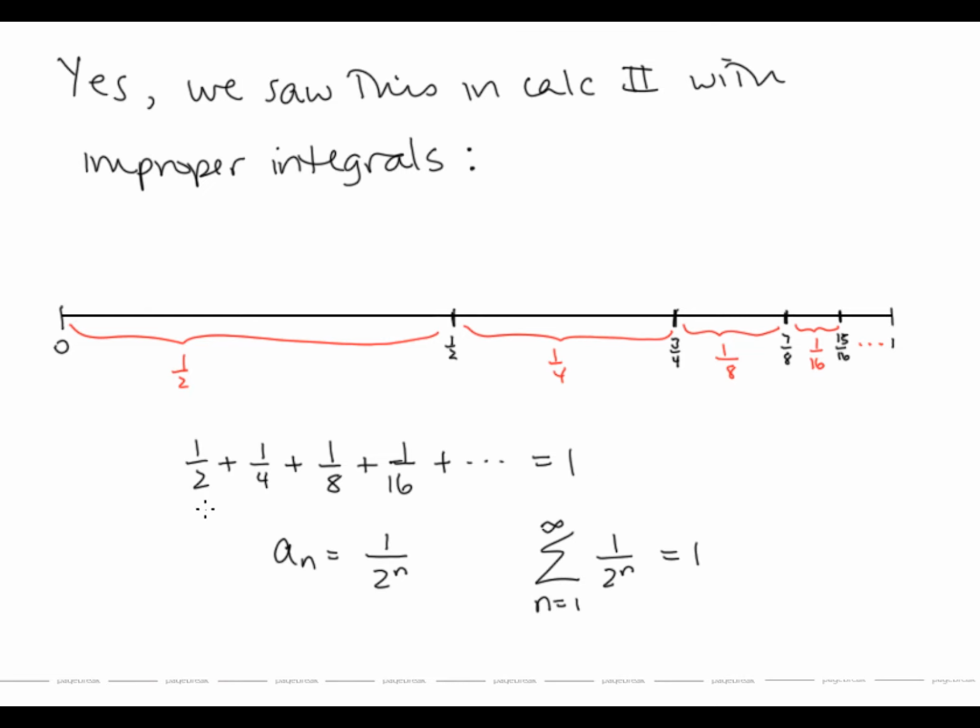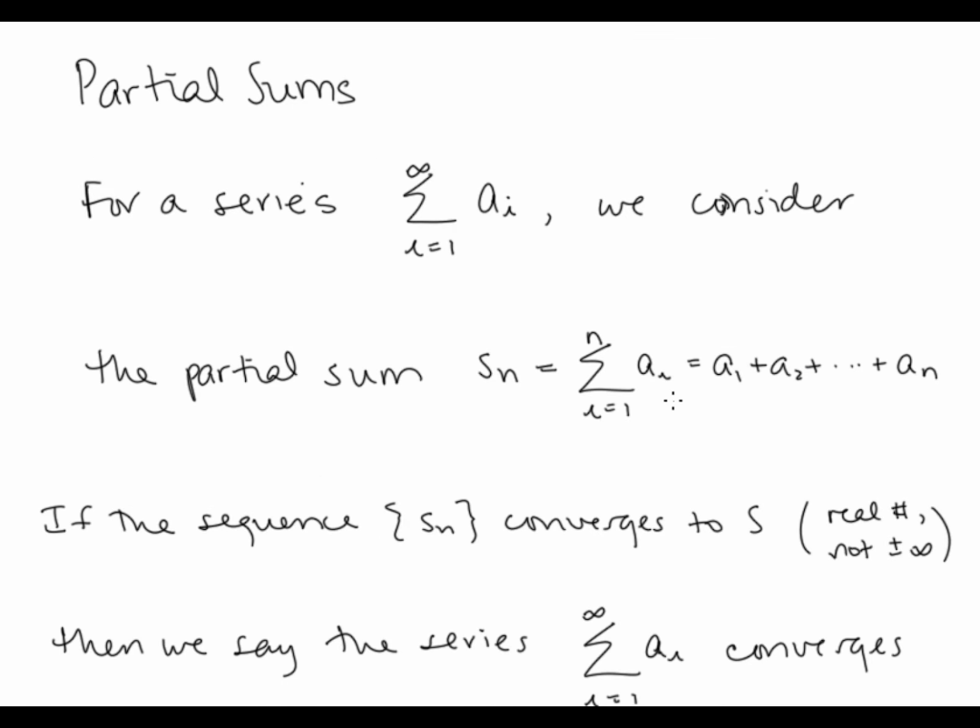Now notice the terms in our series here, 1/2 plus 1/4 plus 1/8 plus 1/16. This is a series where a sub n is 1 over 2 to the n. And this series is equal to 1. To examine whether or not a series has a finite sum, we consider the partial sums.